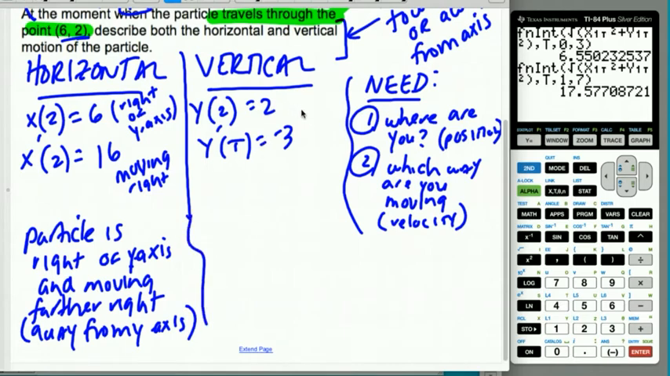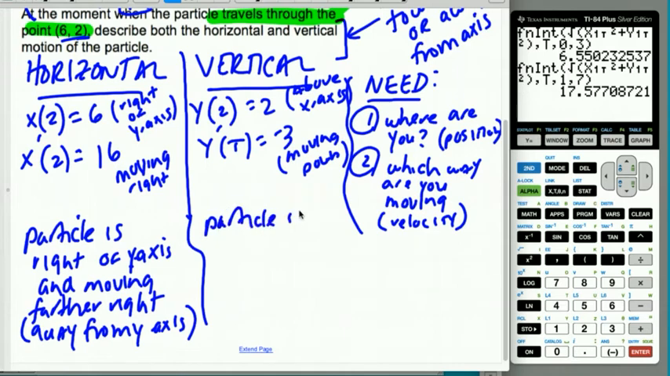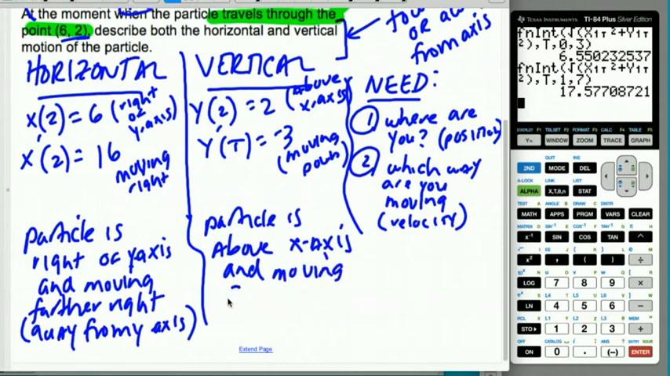Vertically, y of 2 is 2. Since that 2 is a positive value, this means above the x-axis, right? But this means moving down. So the particle is above the x-axis and moving downward, meaning it's moving towards the x-axis. And that's usually about what they want, right? That's pretty much the explanation.